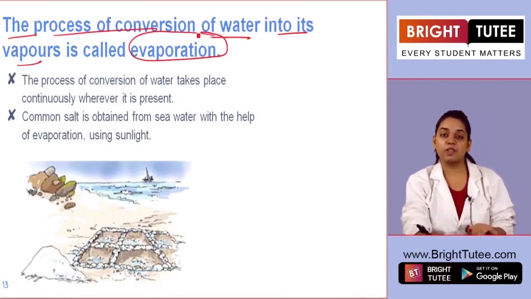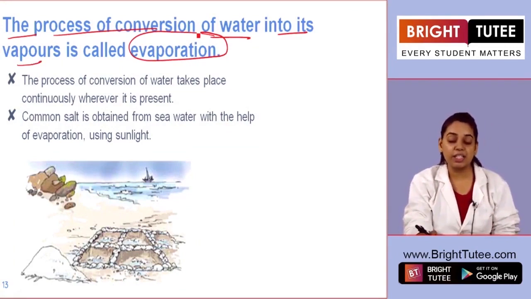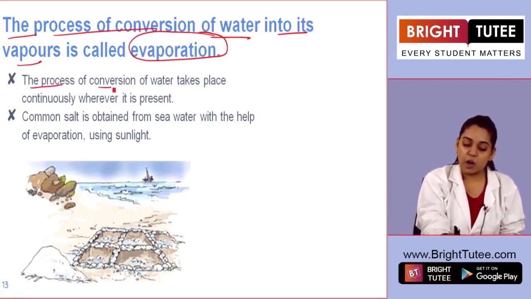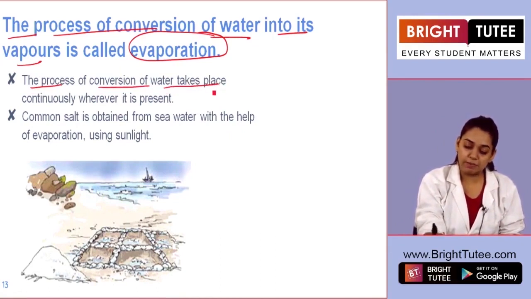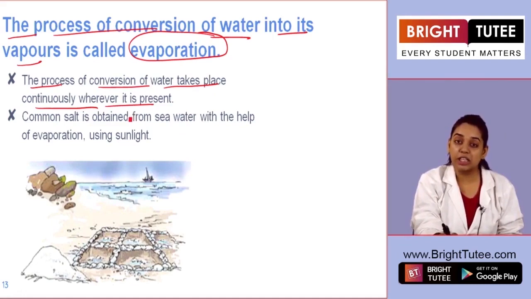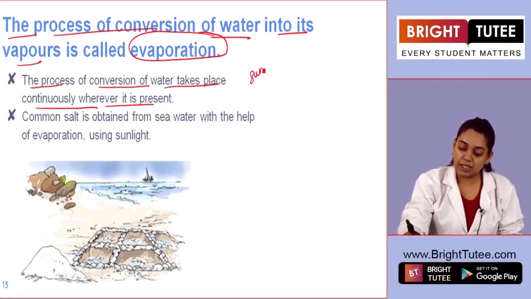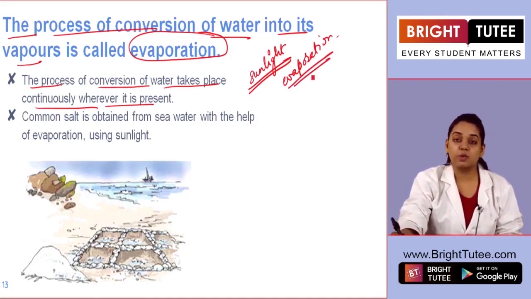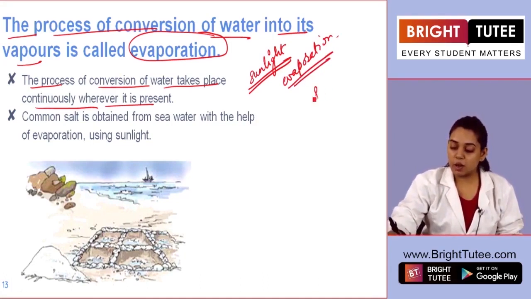And the natural process of evaporation may take a few days to evaporate water from large water bodies, and this process of conversion of water takes place continuously wherever it is present. Why? Because of the heat of sunlight. It takes heat from sunlight and it is always evaporating. Okay, students? And this is the process through which we can obtain salt from water.